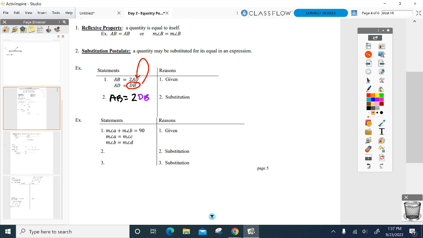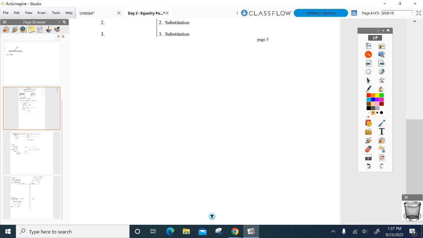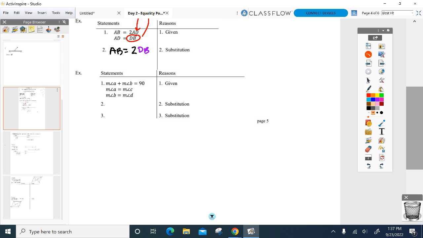All right, one doesn't make you great. Now I'll give you three statements to work with. Angle A and B add to 90. Angle A and C are equal, and B and D are equal. Can you and your group come up with two true statements now using substitution?